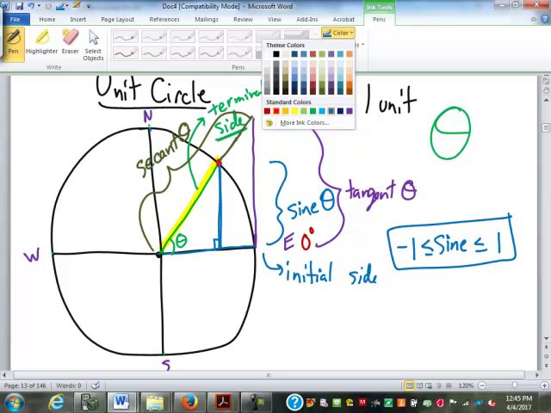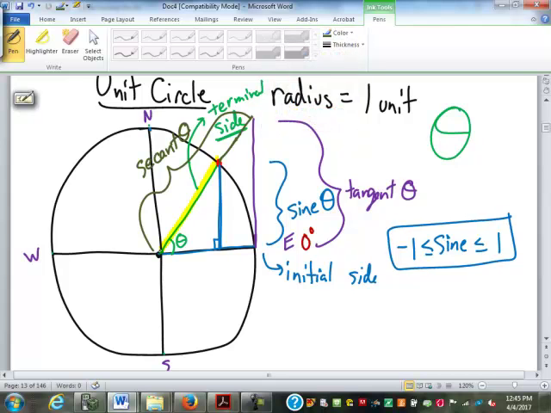The secant, because of the way it's constructed here, is always longer. It always continues past the radius outside of the circle. So the secant is always greater than or equal to 1. Or the secant is less than or equal to a negative 1. Because, of course, if it's going in other directions, it can be considered negative 1.